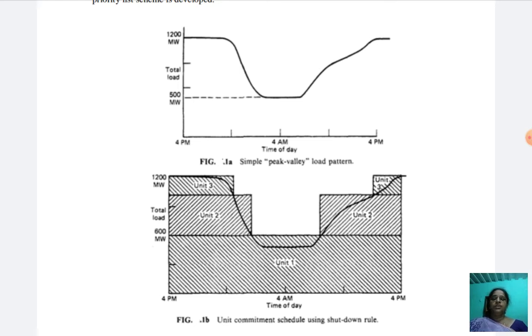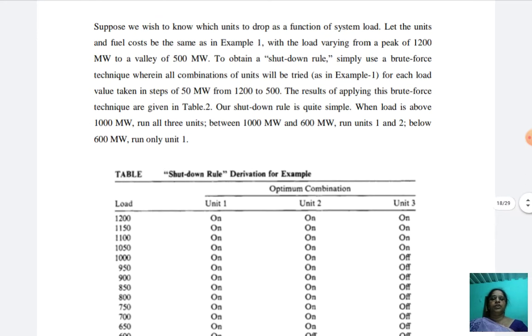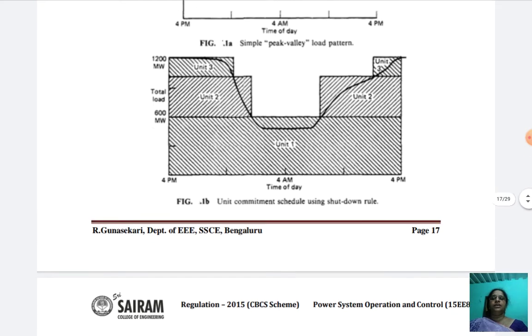Now you see figure 1b, unit commitment scheduled using shutdown rule. In this case we have to prepare the shutdown rules. Now we go to the tabular column. This is the shutdown rule only. We consider the minimum load as 500 and the maximum as 1200. We have to prepare the shutdown rule. Based on this shutdown rule tabular column, we draw the curve. Now you see the curve only.